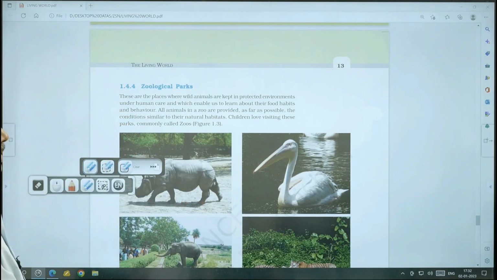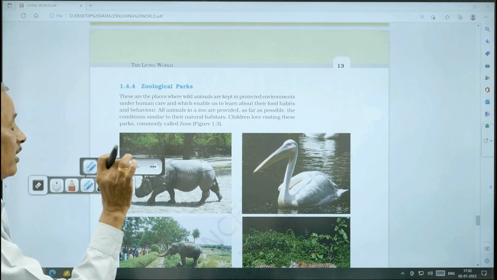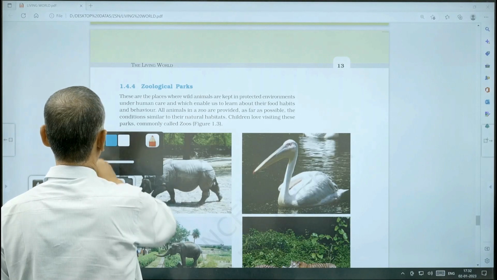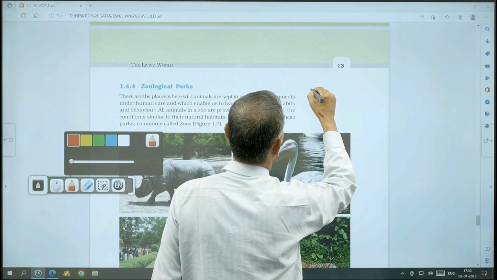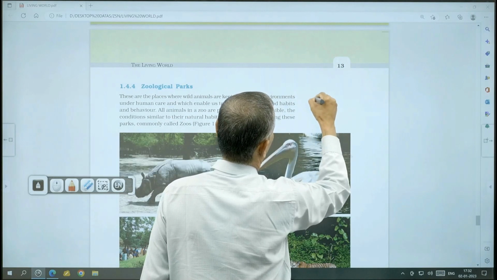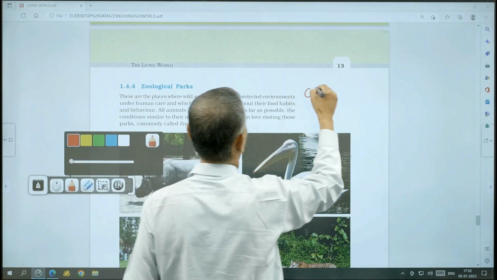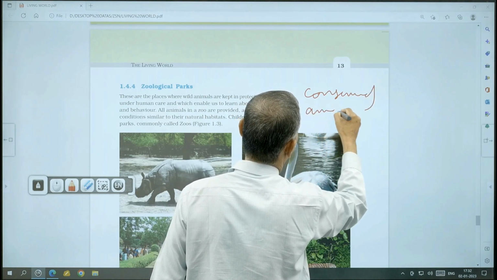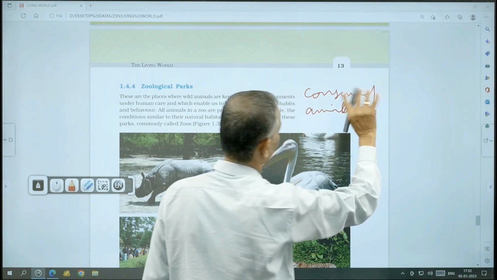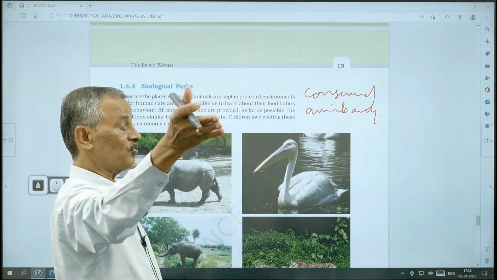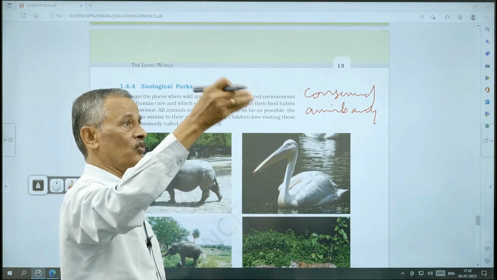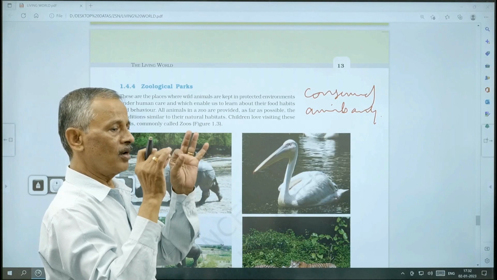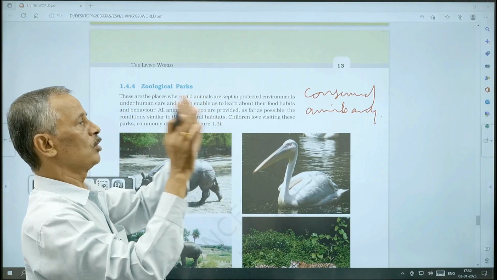Zoological parks, simply called zoos, contain living animals which are all kept under human care and protection. So it is conserved. Only animals, not in their natural habitat. They are all taken from their original home, brought to the zoo, and are given conditions which are almost similar to their original condition.